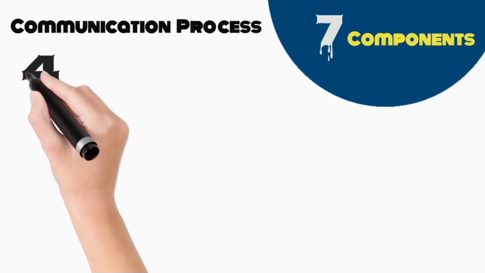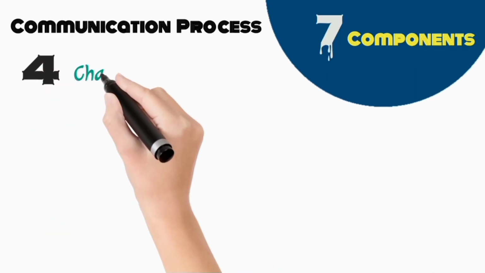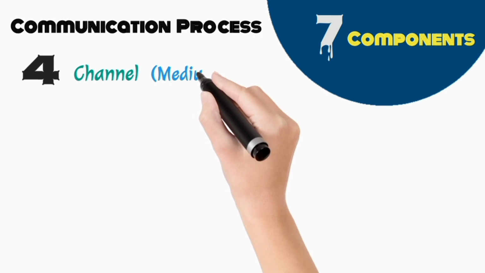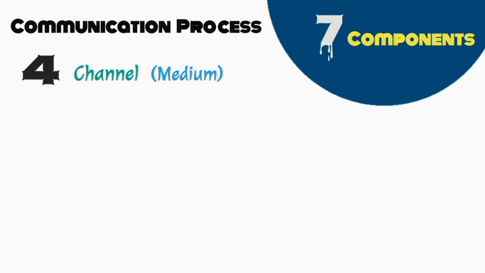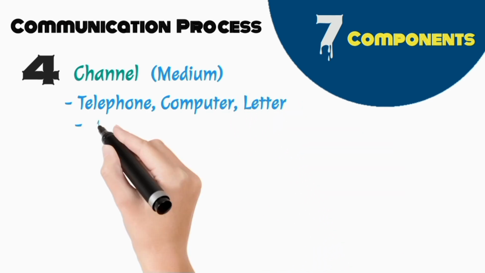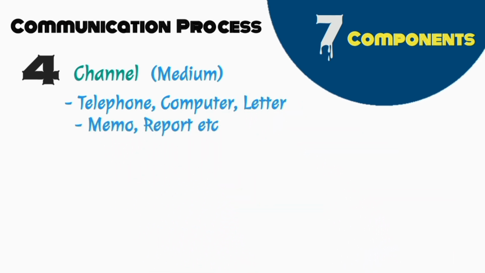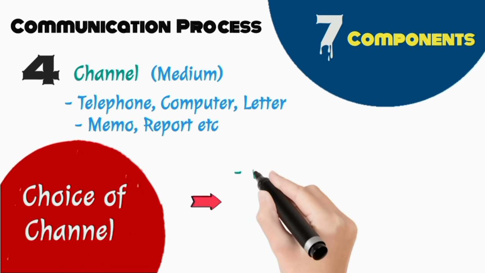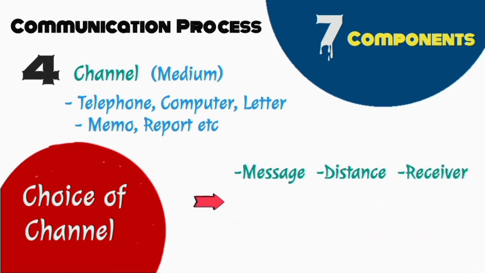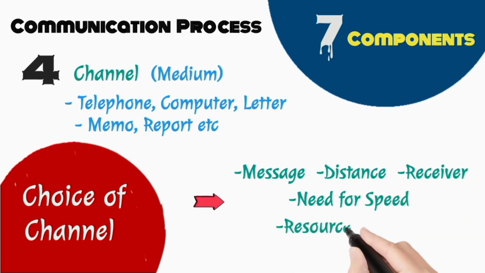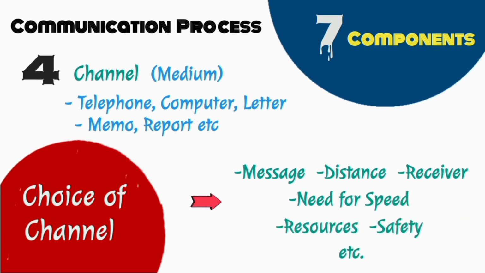The fourth component is channel. So, to send our message, we select a channel. It is also known as medium. So it can be a telephone, computer, letter, memo, report, etc. The choice of channel depends on our message, distance, receiver, our need for speed, resources, safety, etc.